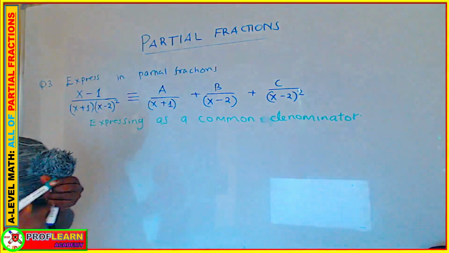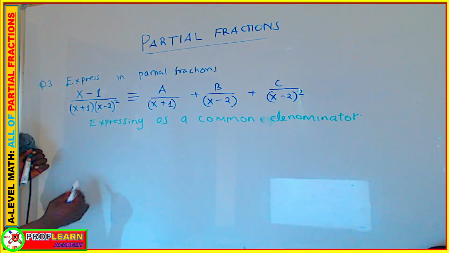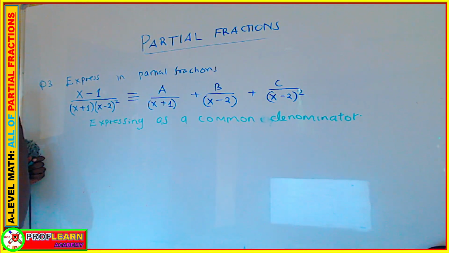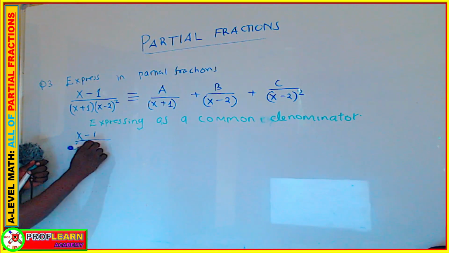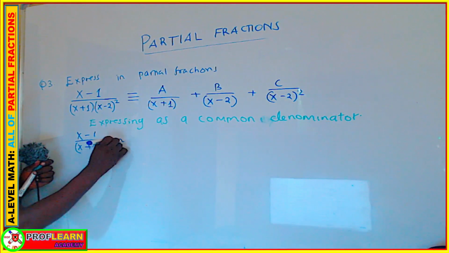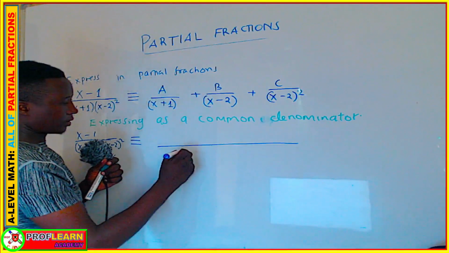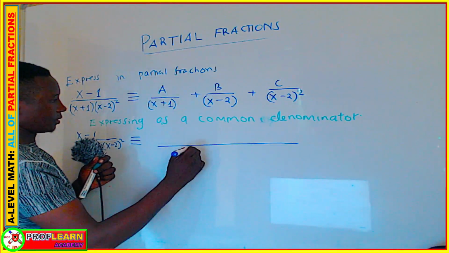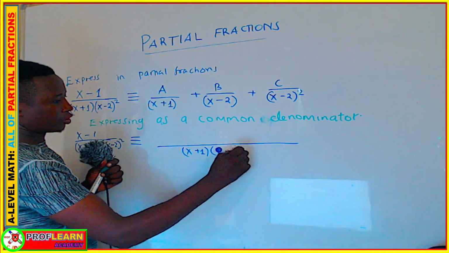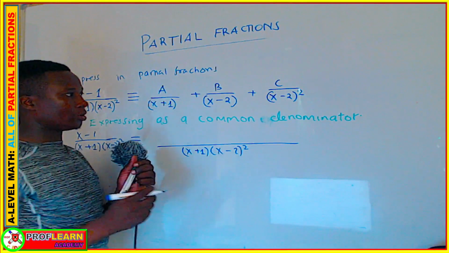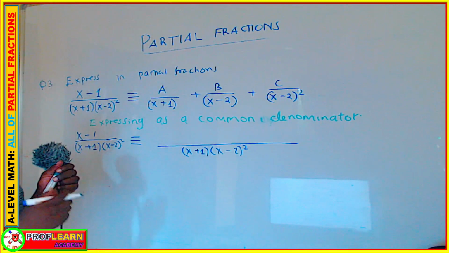Now, expressing as a common denominator, this can be written as (x minus 1) over (x plus 1)(x minus 2) squared. The common denominator in this case is going to be (x plus 1)(x minus 2) squared, basically because one of these is inside here, so this is the common denominator we're going to have.